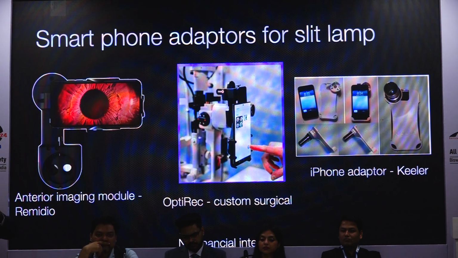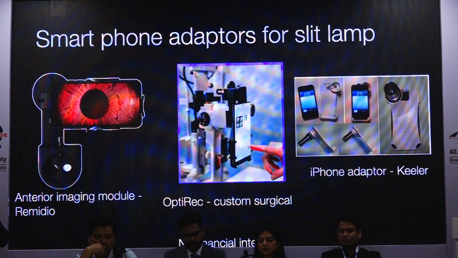But what happens with the beam splitter is it actually splits the light. Only 10 to 20% of light goes to the camera, and the rest of the light comes to your slit lamp. So whatever you're seeing is not what the camera is getting. It is actually less light, so you are compromising on the illumination there. There is another company which has come up with just a slit lamp adapter to hold your phone. There is nothing else. It is just an adapter to hold your phone.